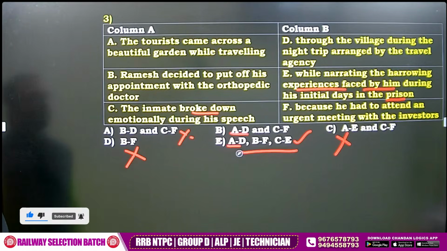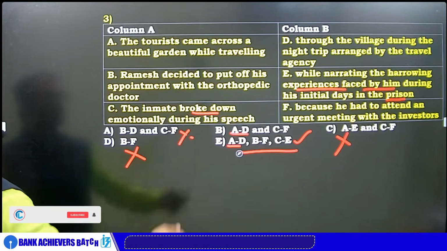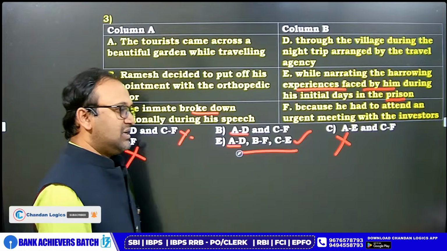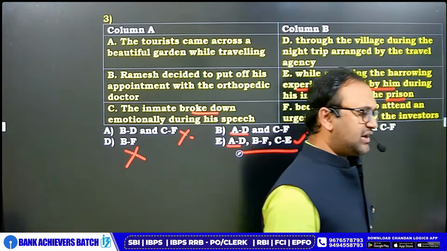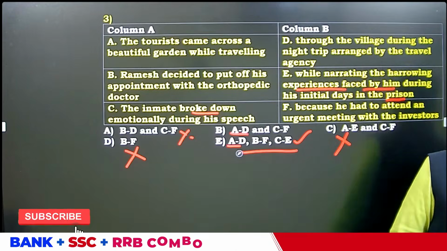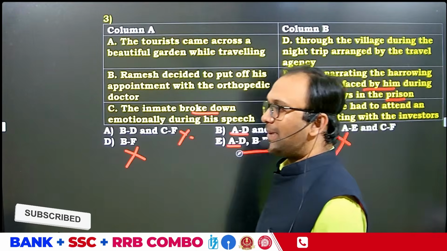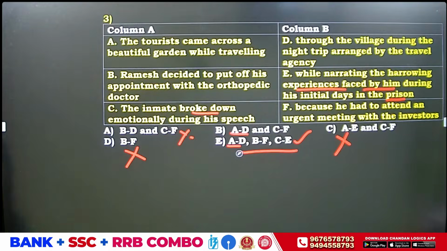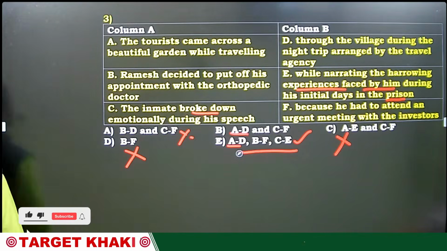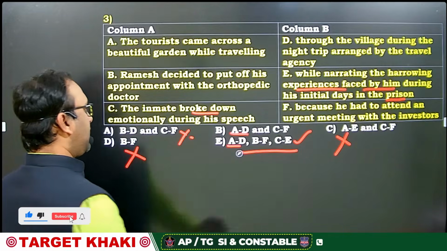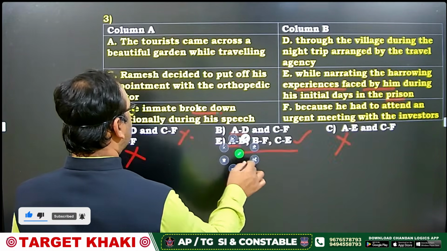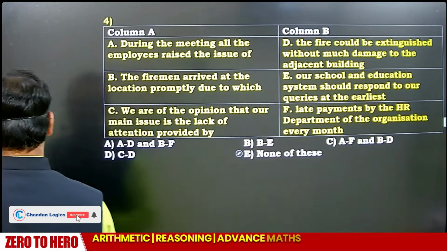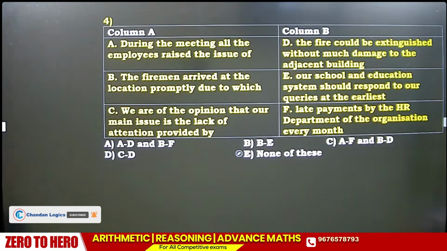So the inmate broke down emotionally during his speech because he was sharing all the bad experiences he had in the jail. Perfect. See, at the end of the day, anybody in the country can do this section. Again, I am saying this. Anybody preparing for bank exams can handle this section wisely. But the real challenge is how quickly you do it. Are you doing it in 1 minute or 2 minutes or 20 seconds? That matters. Try the question number 4 very fast. Very fast.